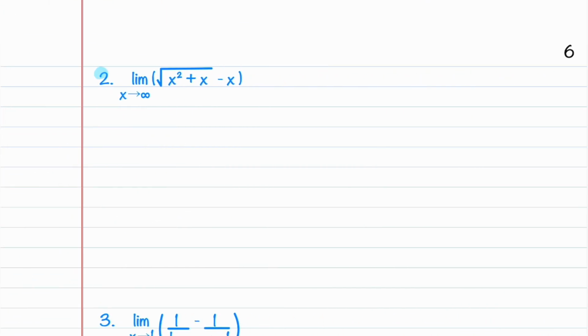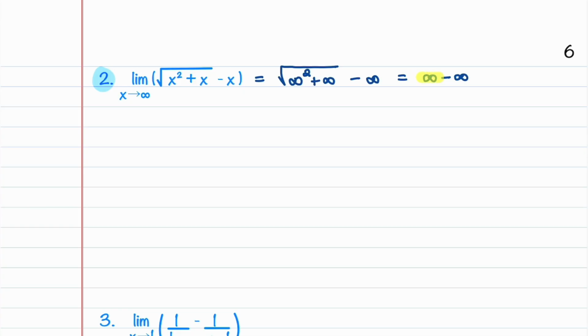Let's now look at our second example. This is the limit of the square root of x squared plus x, minus x, as x goes to infinity. We're going to start by letting x go to infinity, and this gives us the square root of infinity squared plus infinity, minus infinity. So this is the form infinity minus infinity.